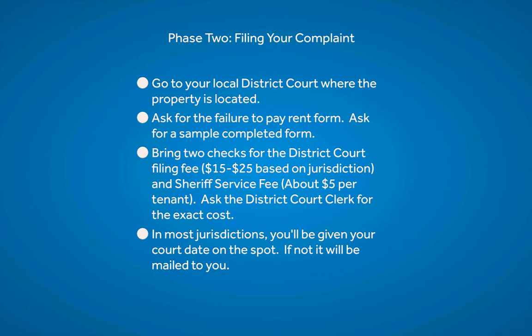Phase 2. Filing your complaint. Go to your local district court where the property is located and ask for the failure to pay rent form that you need to fill out. And you can also ask for a sample completed form if you need help filling it out. It's used as a guide. And you have to bring 2 checks because you have to make a payment to the district court for the filing fee, and you have to make a payment to the sheriff for the service fee. The sheriff will serve the tenant a copy of the complaint.